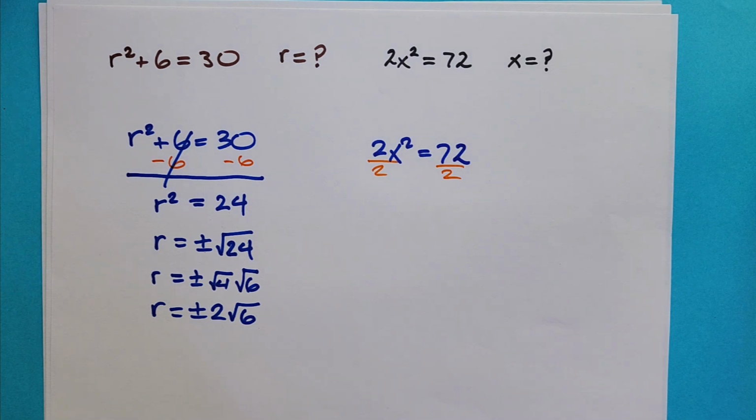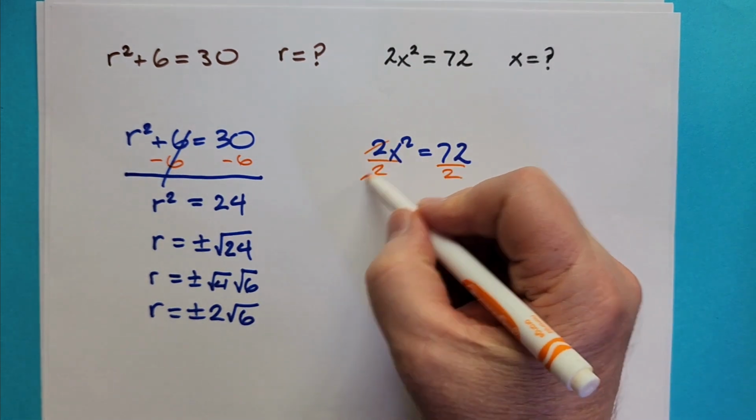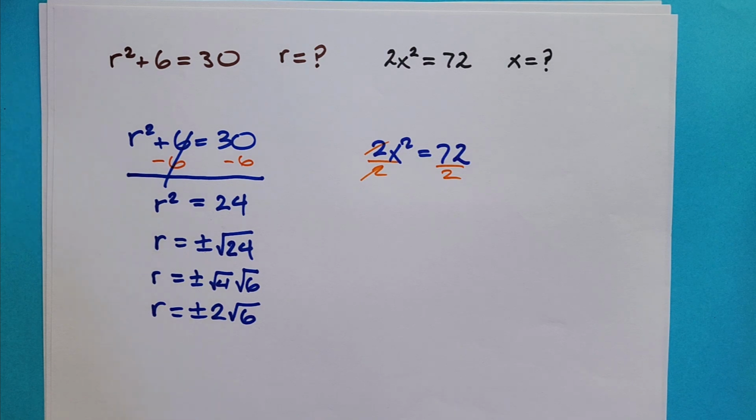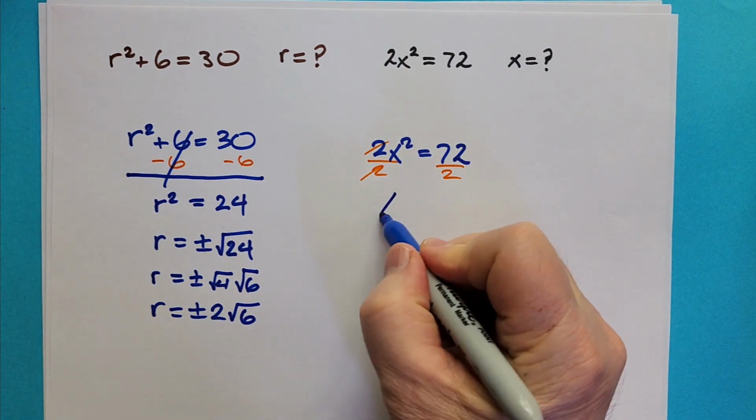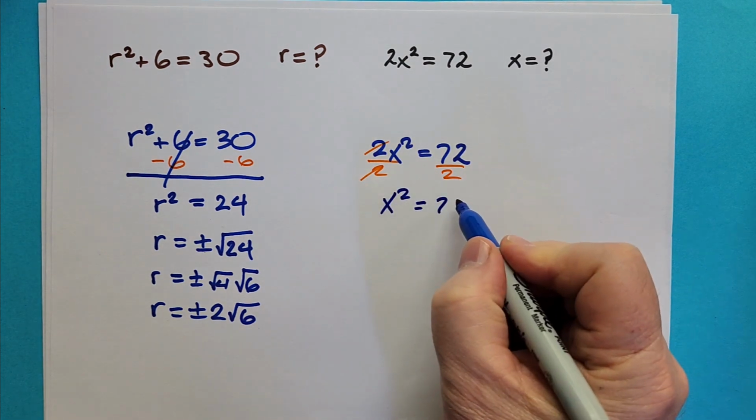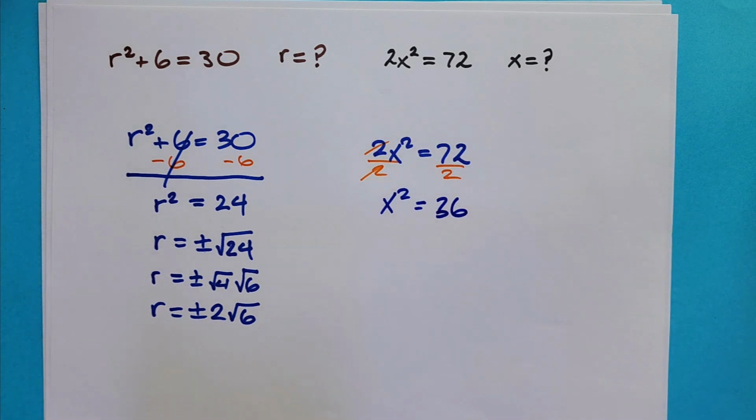And of course, the 2's then divide out, and we can even show that. And that's going to give us x squared equals 36. All right, so now x squared equals 36. We have the equation set up perfectly to extract roots.